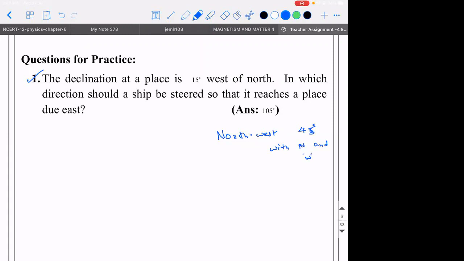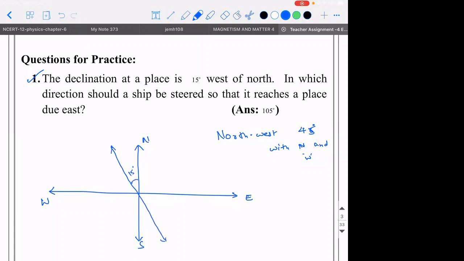Now what is the question? Here you have the North Pole, South Pole, here you have east, here you have west. The declination at a place is 15 degrees west of north. What do you mean by that? From north towards west, in the anti-clockwise direction, the magnetic declination is 15 degrees. It is like a zero error. If you read the question carefully, where is a person willing to reach? Where is a person willing to go?